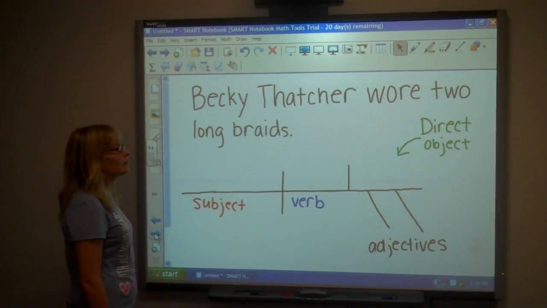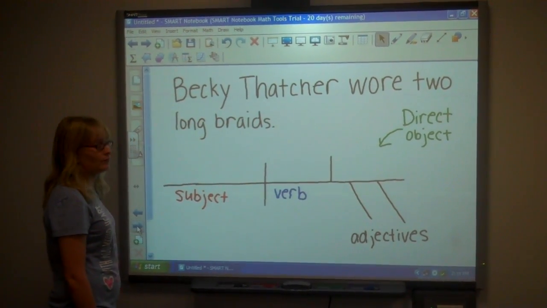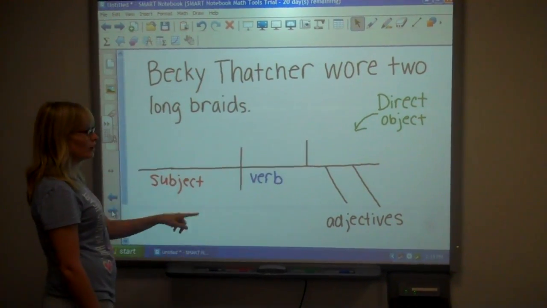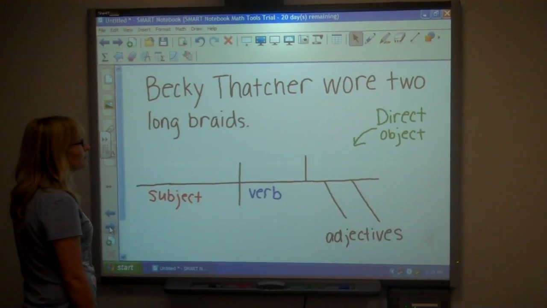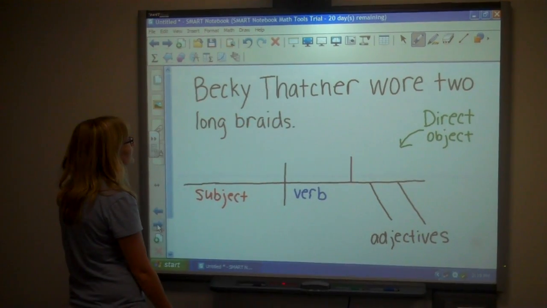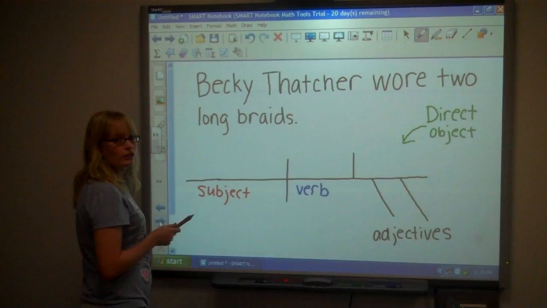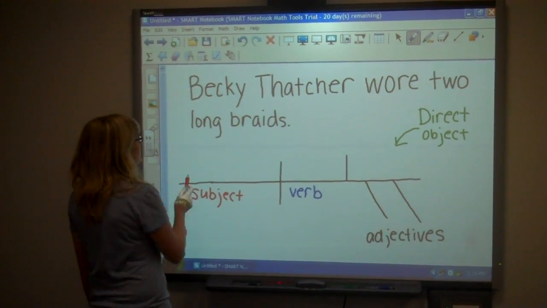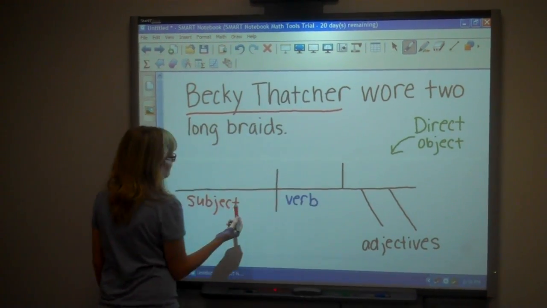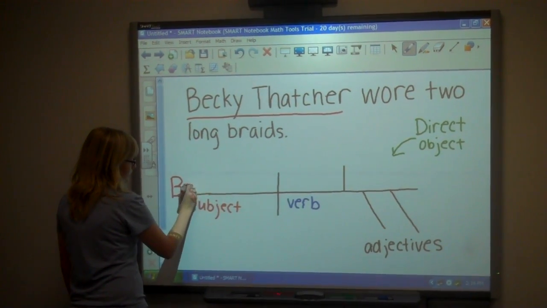Our first sentence is going to be about Becky Thatcher, and she wore 2 long braids. So right here we have the sentence diagram, which includes a subject, verb, a direct object, and adjectives. The first thing you want to do is find the subject in your sentence. Becky Thatcher wore 2 long braids. Becky Thatcher is the one who is wearing the braids, so she is going to be the subject. So we're going to underline Becky Thatcher and place her at the beginning of the diagram.